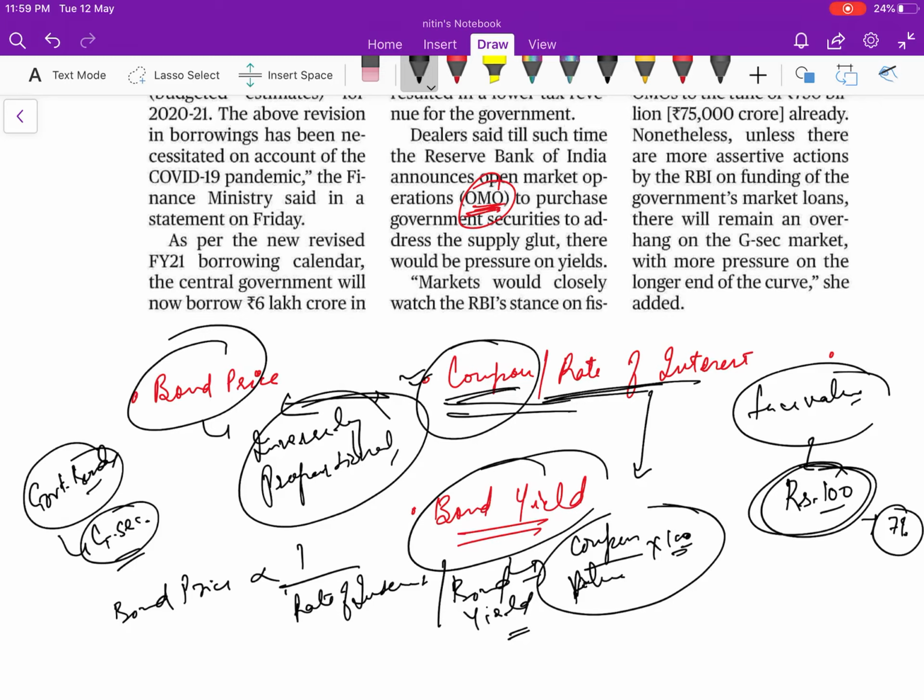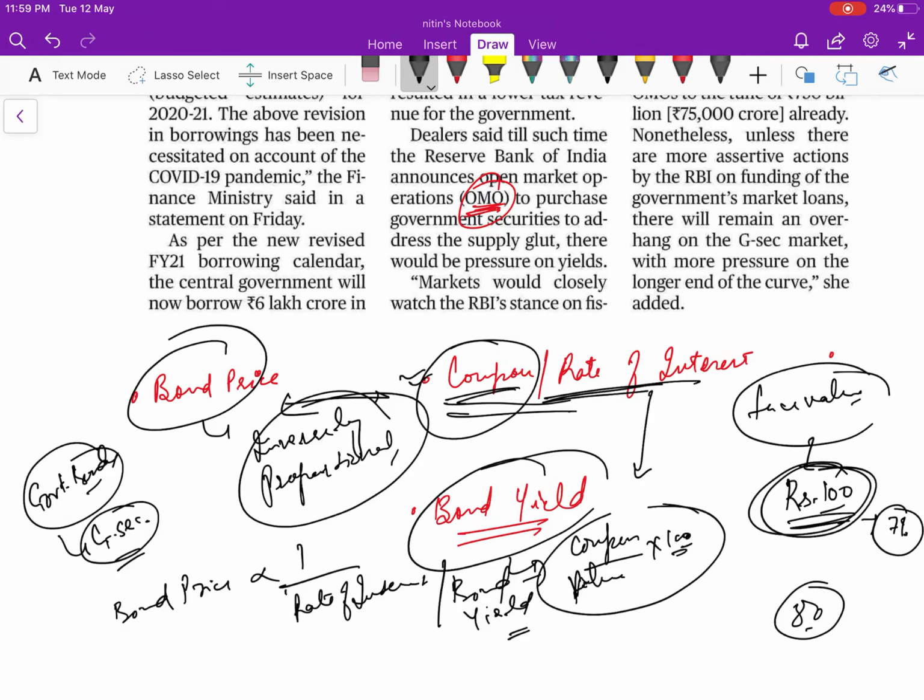For instance, if the price of the bond falls to rupees 100, for example, the yield would rise, isn't it? Because at the end of the maturity period of say 5 years, the person would get rupees 100. So in fact the bond yield has risen, so the rate of interest will rise. So when bond price is declining, the rate of interest is rising, because here we are saying what?